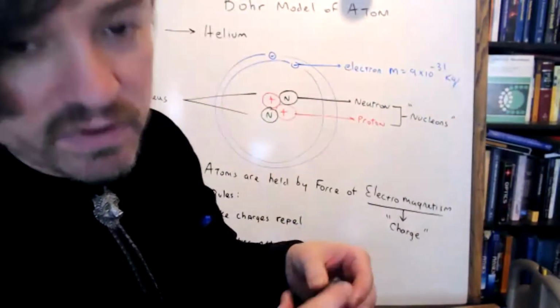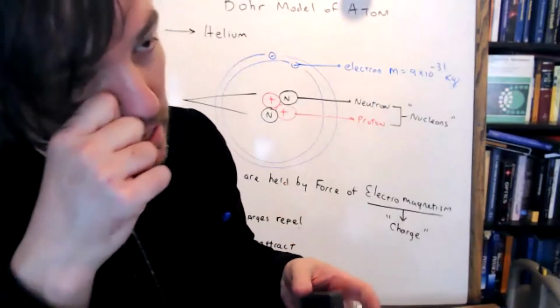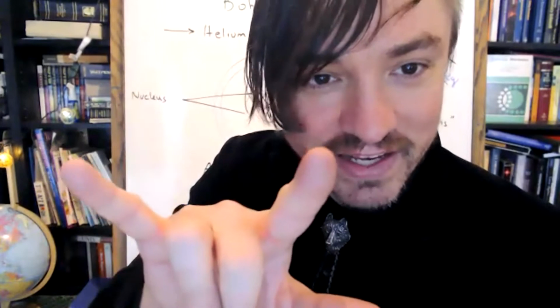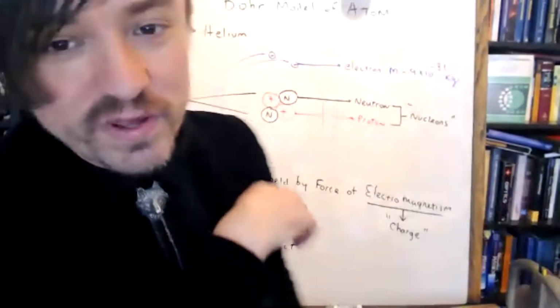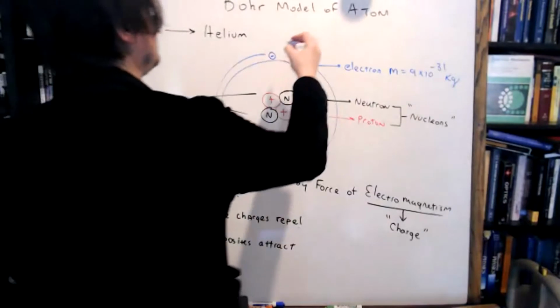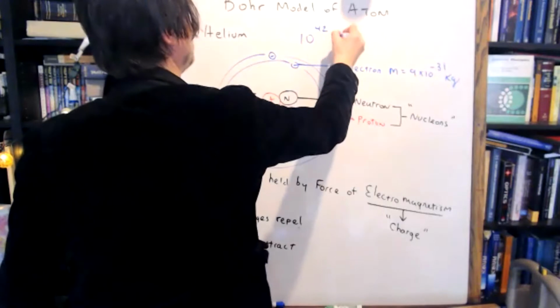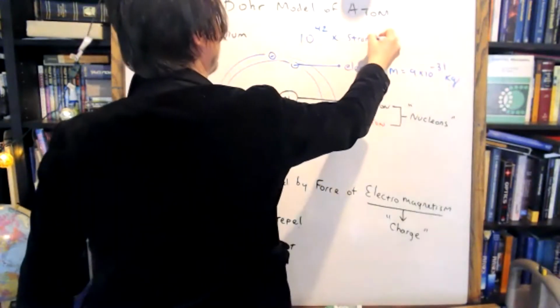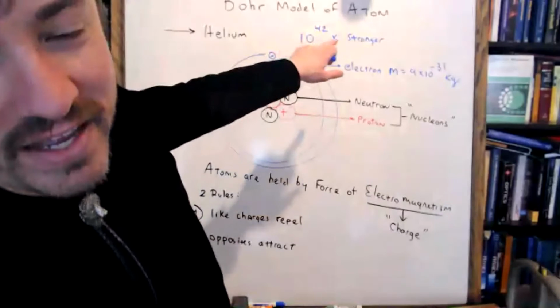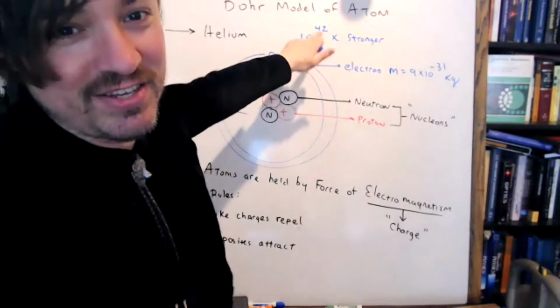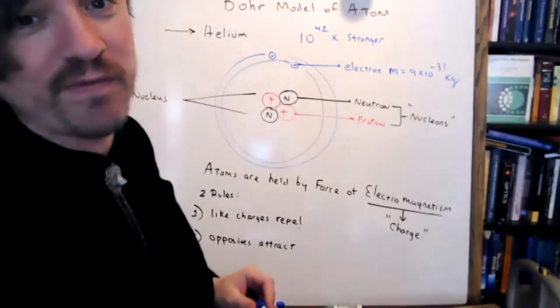Electromagnetism is the second most powerful force in nature. In my other class, I actually have the students do a calculation where they compare the force of gravity between two electrons versus the force of electromagnetism between two electrons. And the force of electromagnetism is, I kid you not, 10 to the power of 42 times stronger than gravity. That's not like a million or a billion or a trillion. That's a stupidly big number, 10 to the power of 42.